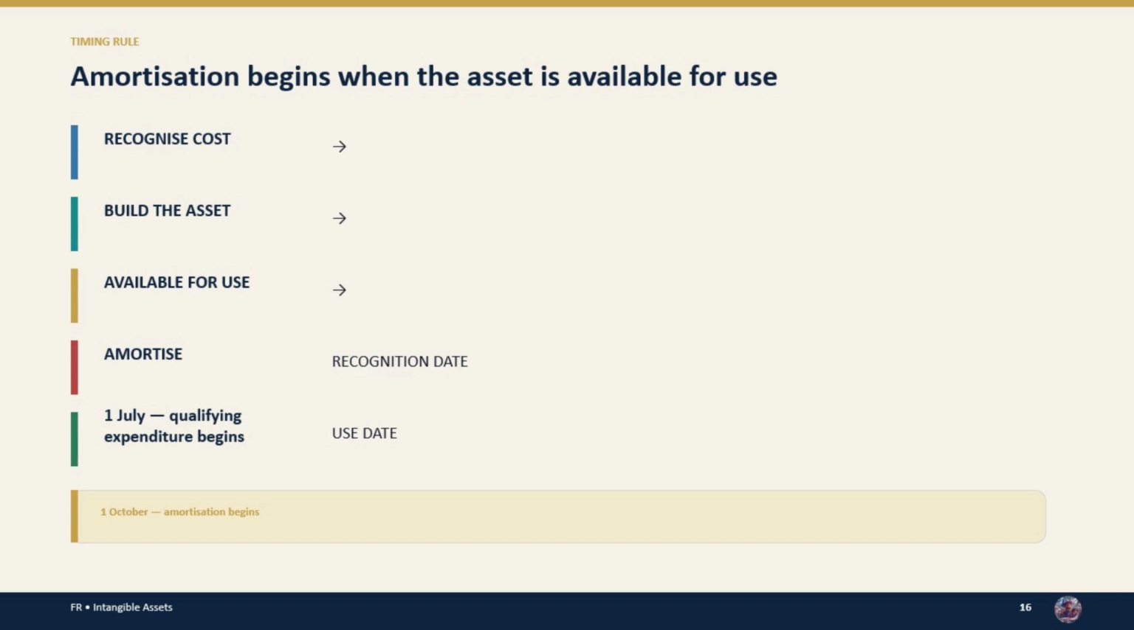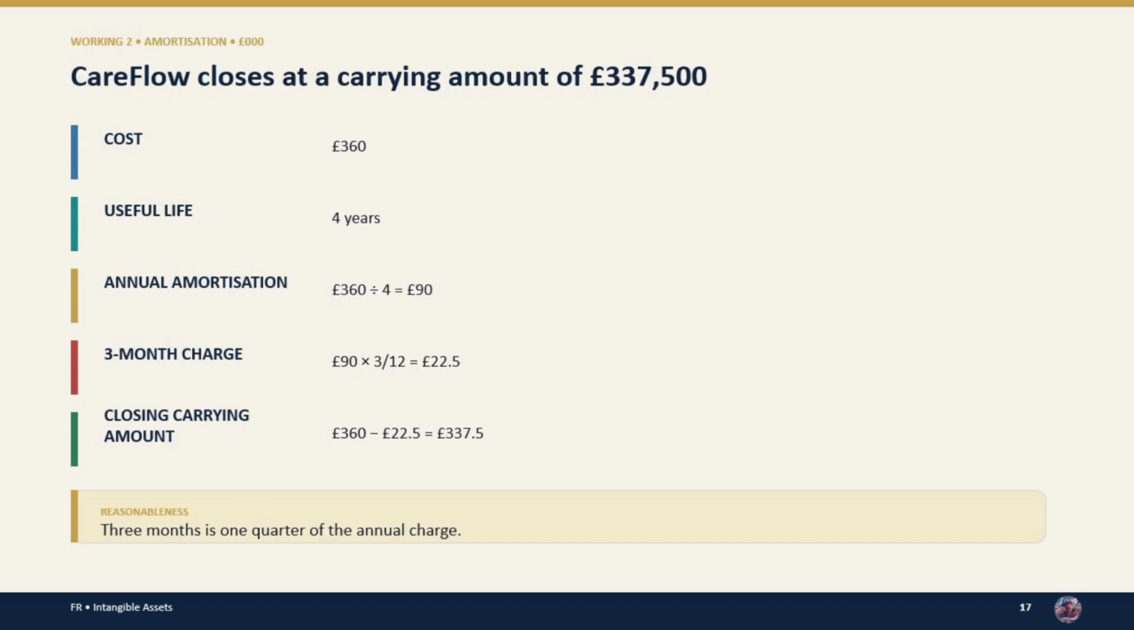A finite life intangible is amortized when it is available for use, meaning it is in a location and condition necessary to operate as intended. Careflow becomes available on the 1st of October, so Alio records 3 months of amortization to the 31st of December. The recognition date tells us when costs can enter the asset. The available for-use date tells us when allocation begins. Keep those dates separate. Careflow has a finite 4-year useful life and no residual value.